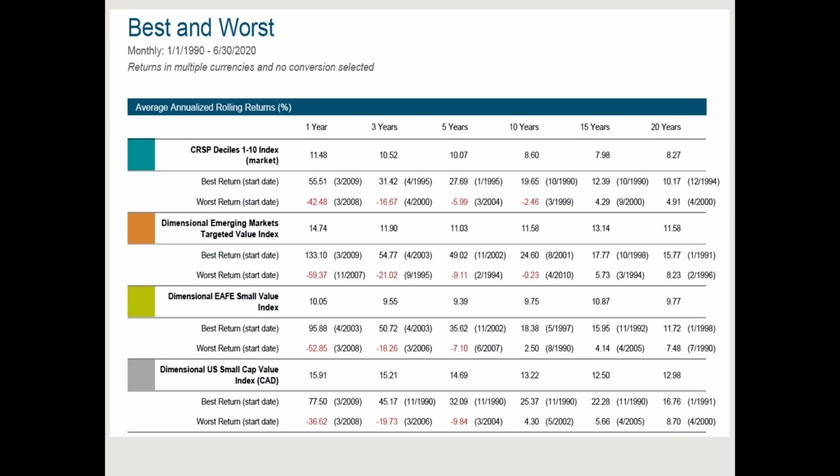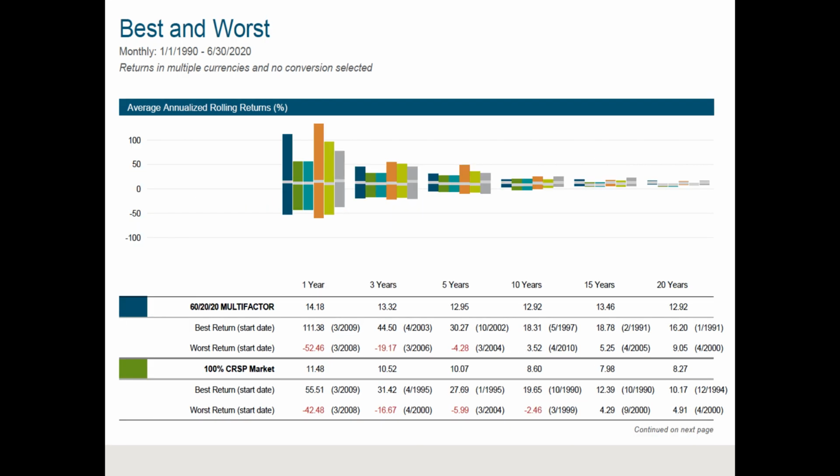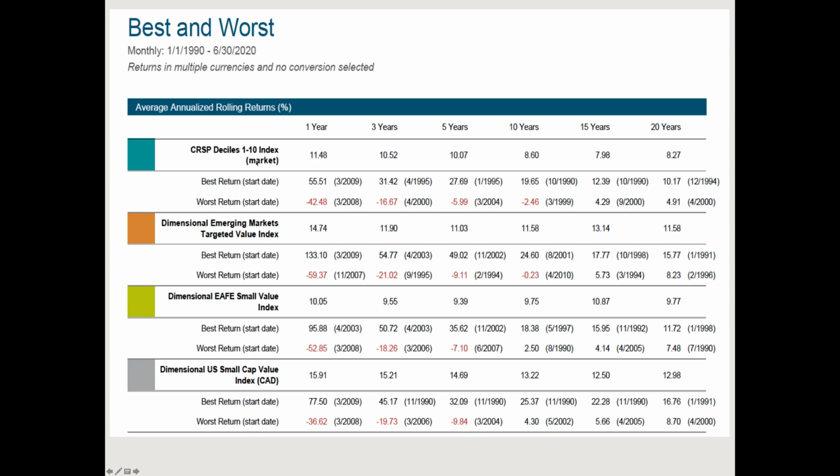This is just some data that kind of explains the prior chart. If I go back here and look at some of these, the best and worst, you kind of say, well, what do all these colors mean? Well, here's the multi-factor portfolio that I put together. Here's the market index. But these other four colors here are represented by specific indexes. All right, and you see the best and worst return data. Again, these slides are available for you.